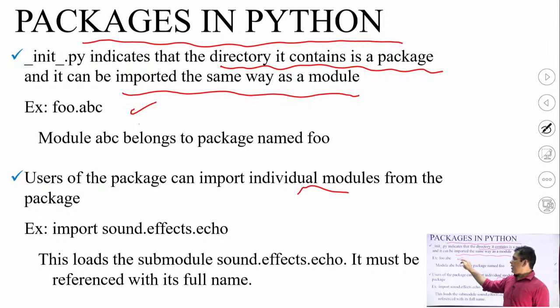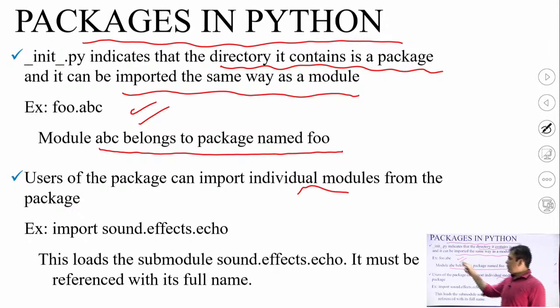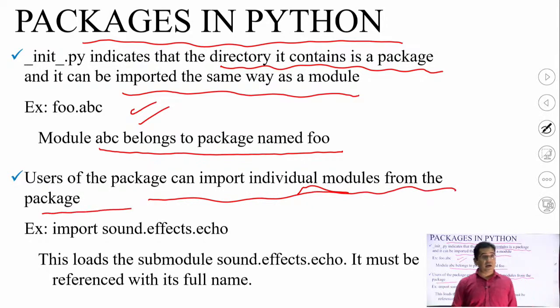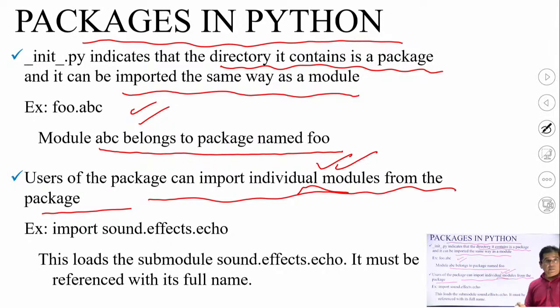For example, I have taken a package foo.abc. Here the module ABC belongs to a package named foo. So foo is the name of the package which contains only one file, that is ABC. It is a single module which comes in the package foo. Users of the package can import individual modules from the package, as in encryption and decryption, zipping and unzipping of files. You can unzip a package and you can collect individual modules from that package. This is the functionality provided in Python.